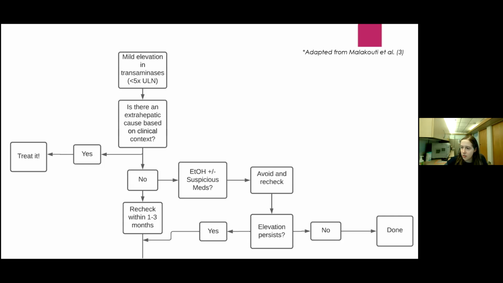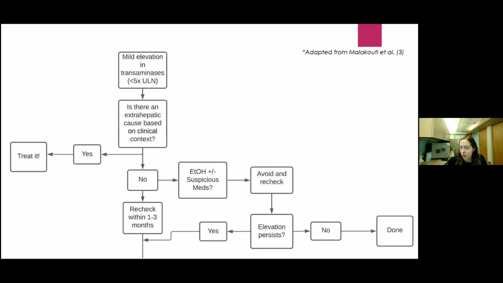So I put together a schematic that is adapted from the reference up there in the corner, but I added a few things in here too, based on the framework that I want you to have. Again, we're starting with less than 5 times the upper limit of normal. The first question to ask yourself is, could there be an extrahepatic cause? For instance, congestive heart failure, IBD, and some endocrine issues like hyper or hypothyroidism can cause elevations in transaminases that are not hepatic causes. Additionally, even things like heat stroke or really strenuous exercise can raise the LFTs.